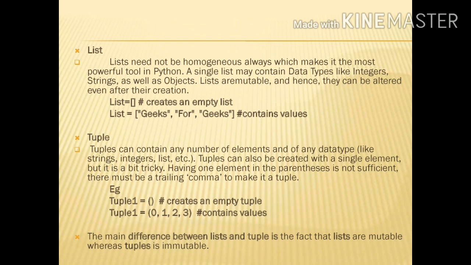Tuple1 = () creates an empty tuple. If a value is inserted inside the brackets, then it means the tuple contains a value. The main difference between list and tuple is the fact that lists are mutable whereas tuples are immutable.